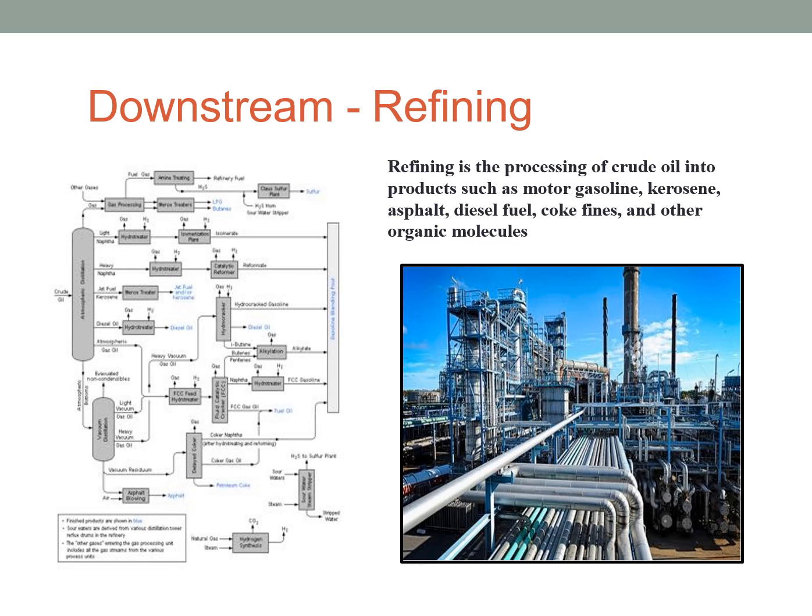In the downstream process, we are refining crude oil into products. Refining is the process of turning crude oil into products such as motor gasoline, kerosene, asphalt, diesel fuel, coke fines, and other organic molecules. You can see the distillation column here, and from the distillation column we get different types of products: kerosene, diesel, asphalt and so on. So this is the downstream process, the refining process. So there are three streams: upstream, midstream and downstream. Upstream is drilling the crude oil, midstream is the crude transportation and pipeline methods, and the third one, downstream, is refining of crude oil.